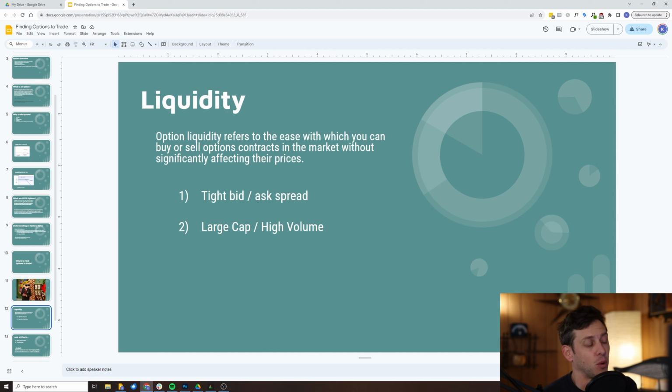The other thing that we're going to look for, and this kind of flows from the first, is large cap stocks. So large capitalization stocks, high volume large cap stocks. Any large cap stock is going to be high volume. If you look at the options, there's going to be high volume on the options.